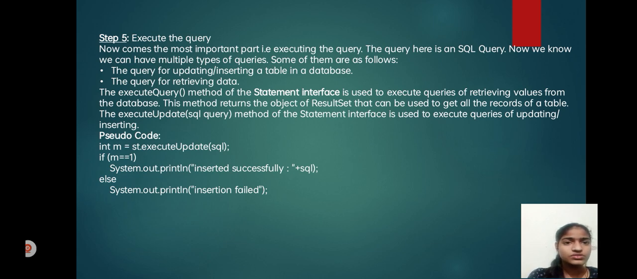The executeUpdate(SQL) method of the Statement interface is used to execute queries of updating, inserting. So let's see the simple pseudocode for it. int m = st.executeUpdate(sql); if m equals 1, System.out.println("inserted successfully"). Else, if it is not inserted, then it will print insertion failed. So it gives how many statements are executed, meaning updated.